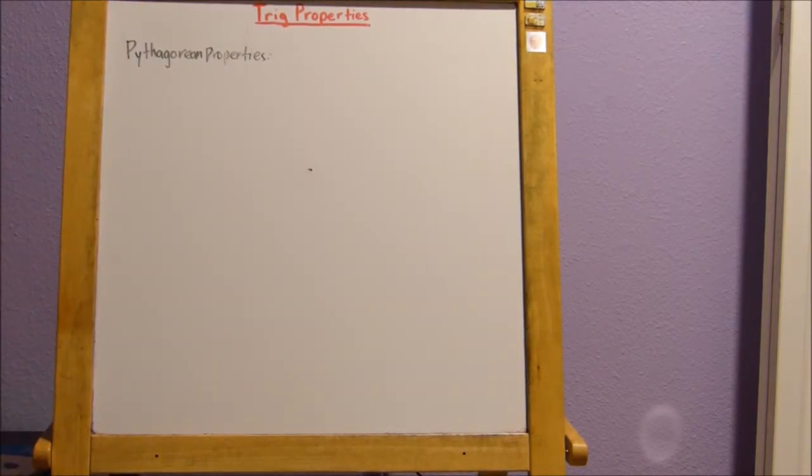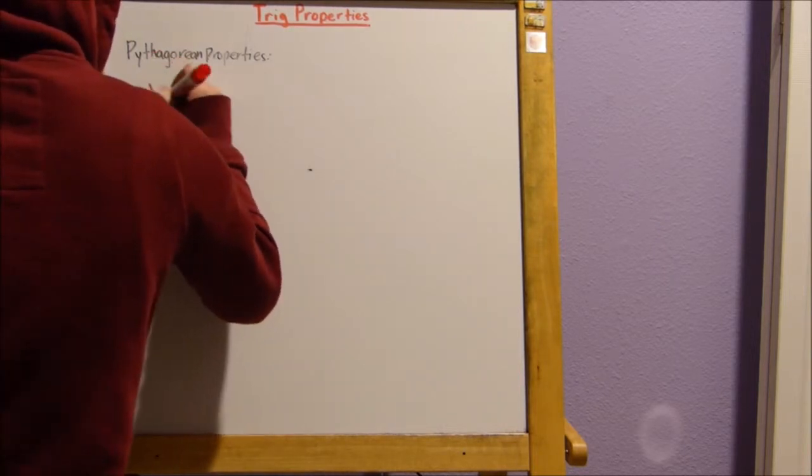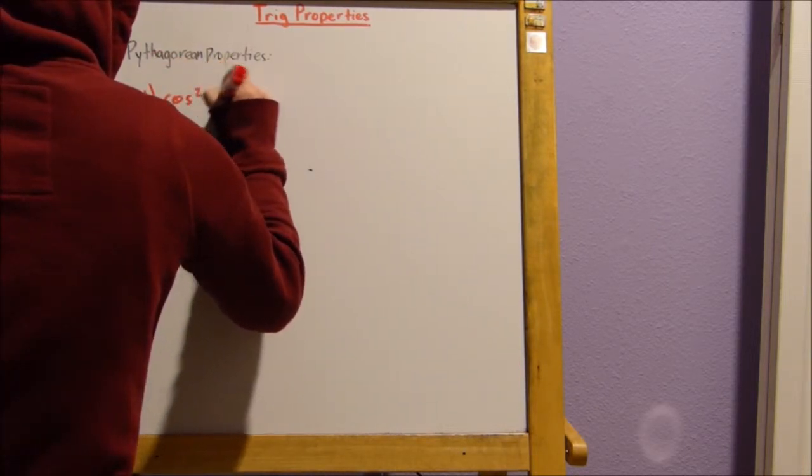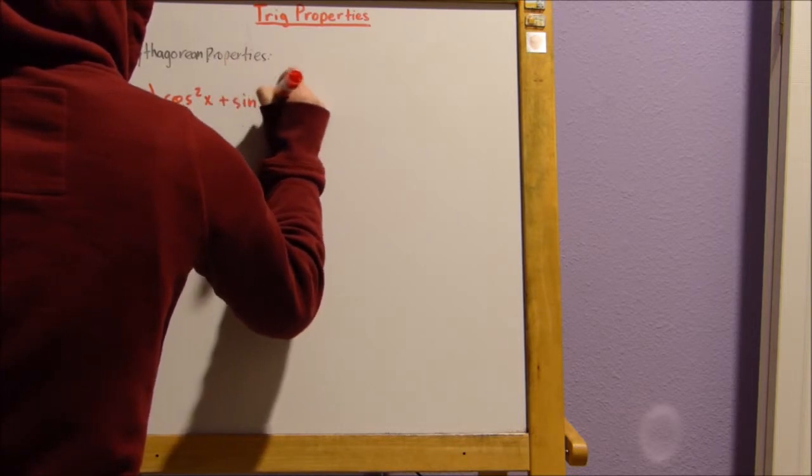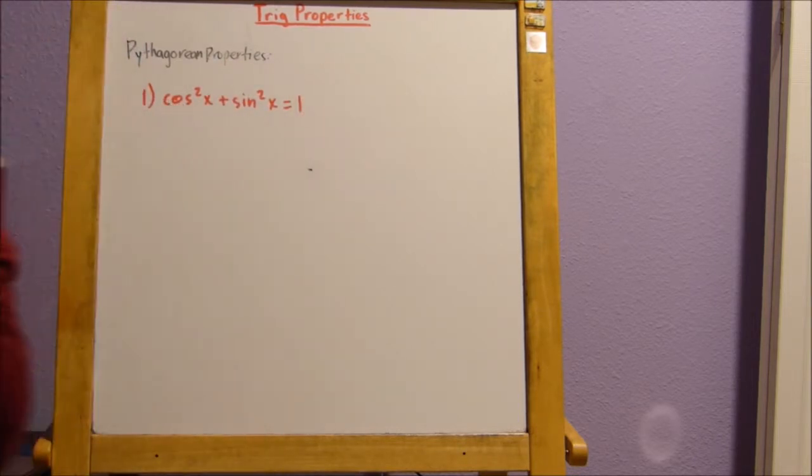Okay, now we're going to talk about Pythagorean properties. In this property, we're going to show that cosine squared x plus sine squared x equals 1. So that's the first Pythagorean property. But there's 3 of them.